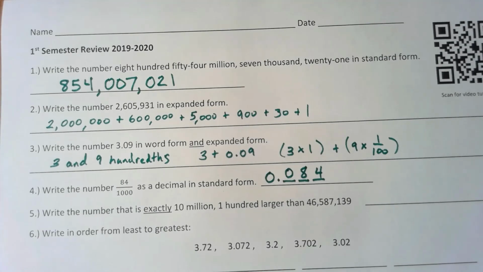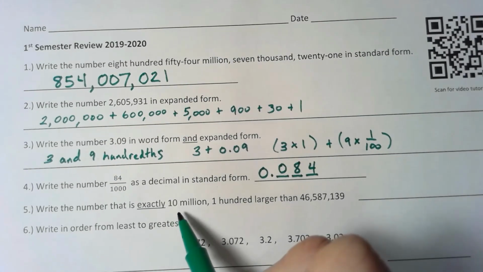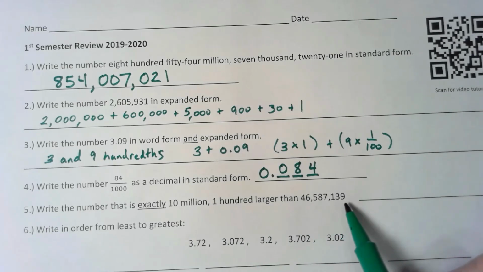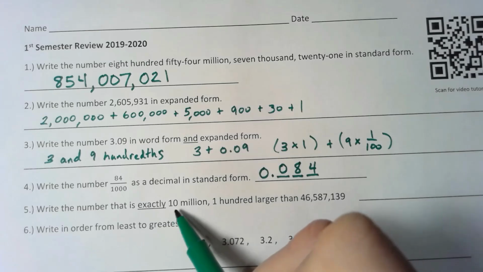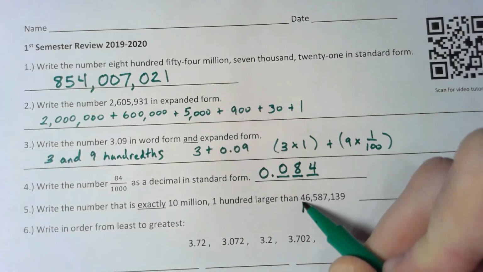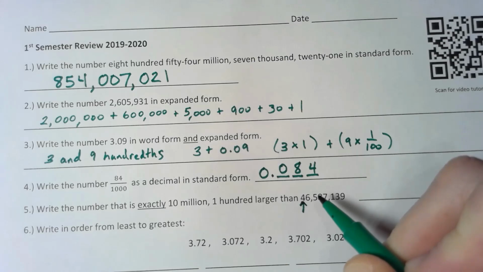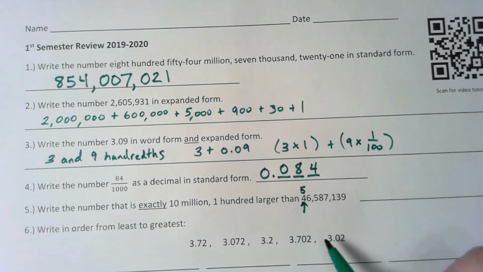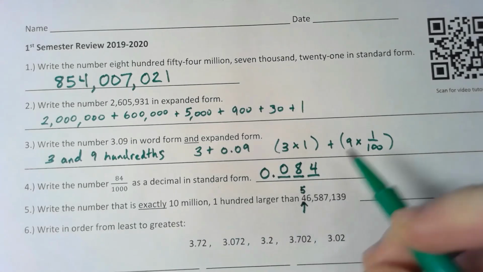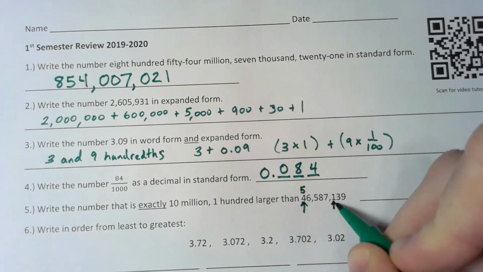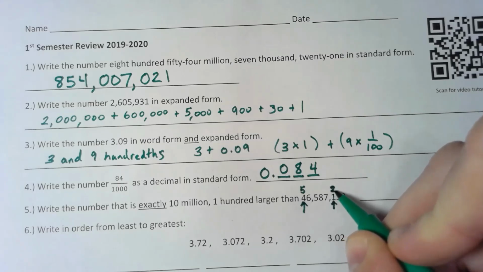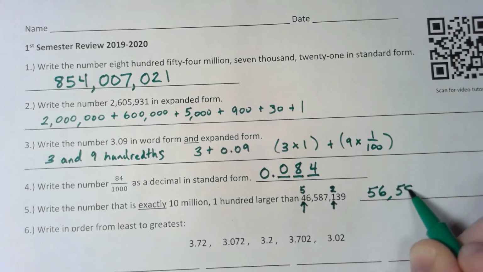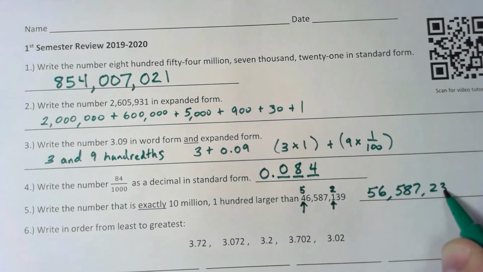Number 5 says write the number that is exactly 10,100,000 larger than 46,587,139. So first I'm going to find the 10 millions place, which is this 4 right here. And we're going to bump that up 1 because I want one more 10 million. So I'm going to make that a 5. And then I'm going to find the hundreds place, which is this 1, and I'm going to bump this up by 1 because I want one more 100. So my new number is 56,587,239.